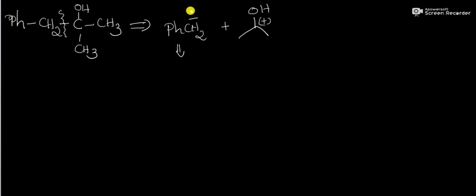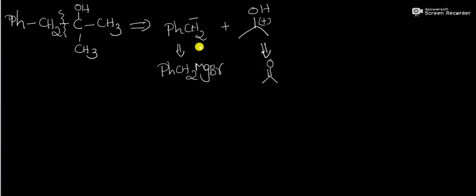Synthetic equivalence of this carbanion will be Grignard reagent, that is PhCH2MgBr, and this cation can be produced from carbonyl compound.